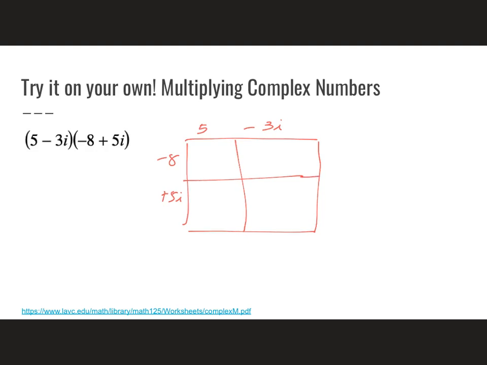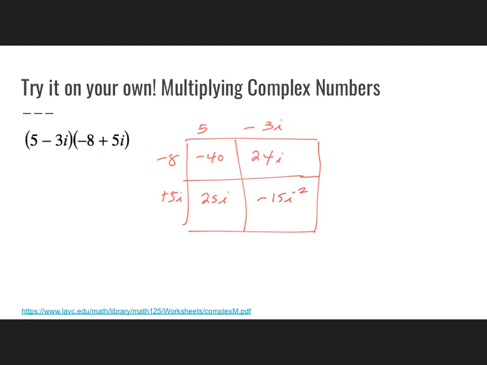And so I'm first multiplying negative 8 and 5 together, and negative 8 times 5 gives me negative 40. And then I'm multiplying negative 8 times negative 3i. Remember, a negative times a negative is a positive, so this should give you positive 24i. I have 5i times 5, so that gives me positive 25i. And then finally, I'm multiplying 5i and negative 3i to give me negative 15i squared.